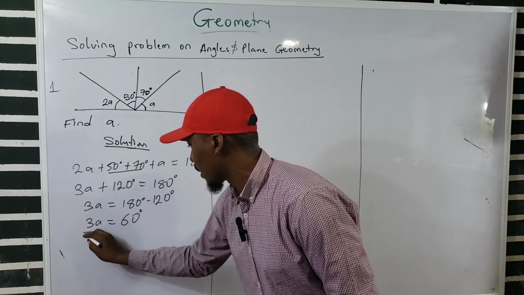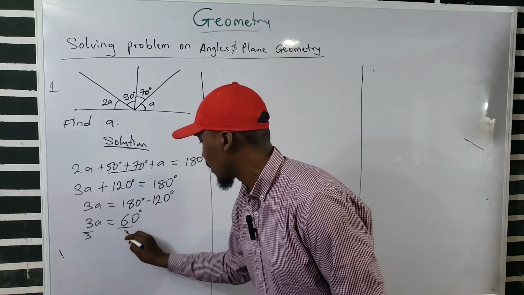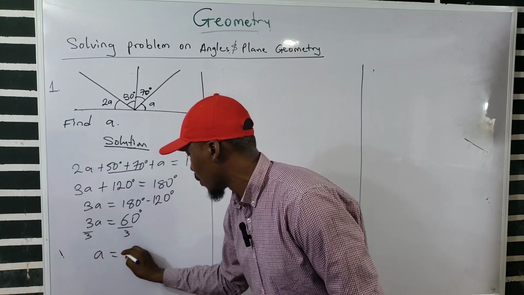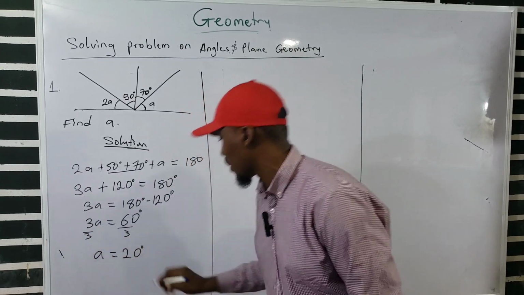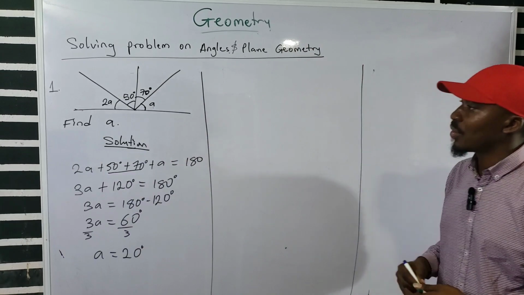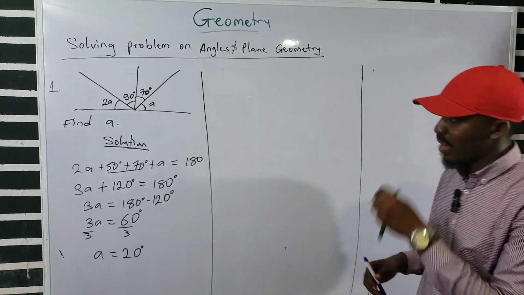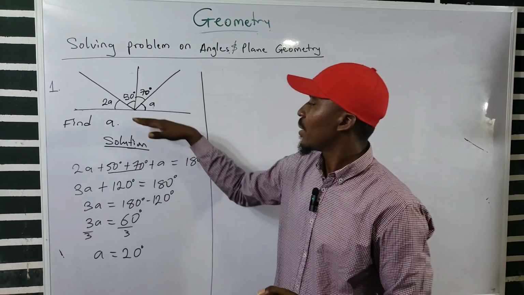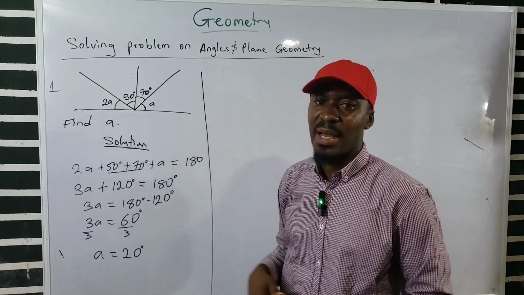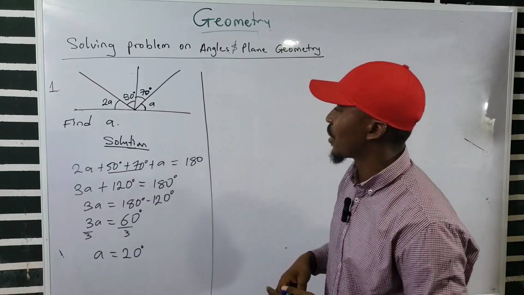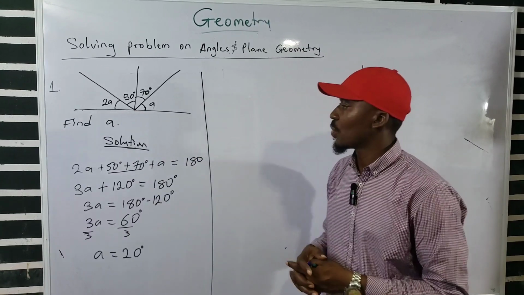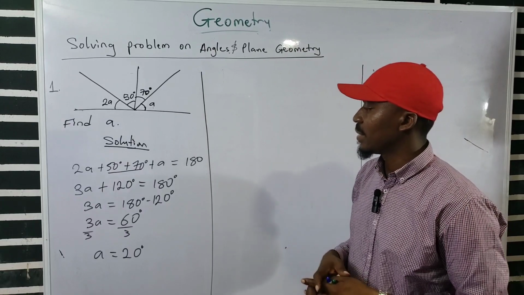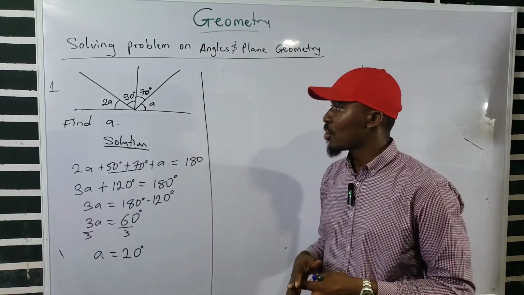So you divide by 3, divide by 3. So a equals 20 degrees. Okay, so a equals 20 degrees. So you can see how we have solved that. We have applied a theorem on straight line: the sum of angles at a point on a straight line is equal to 180 degrees, and that's what we have used to solve this.